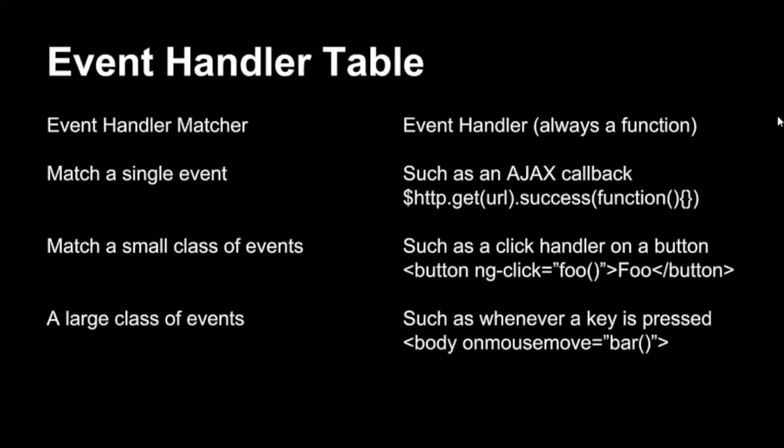So this is sort of the event handler table. On the left, we have an event handler matcher, and on the right, we have an event handler, which is always a function. So the idea is, for example, right here, such as an AJAX callback. You're going to get a URL, and when you successfully complete getting that URL, call this function. The function being passed to success is a callback, and that's the event handler. The event is the URL successfully being retrieved.